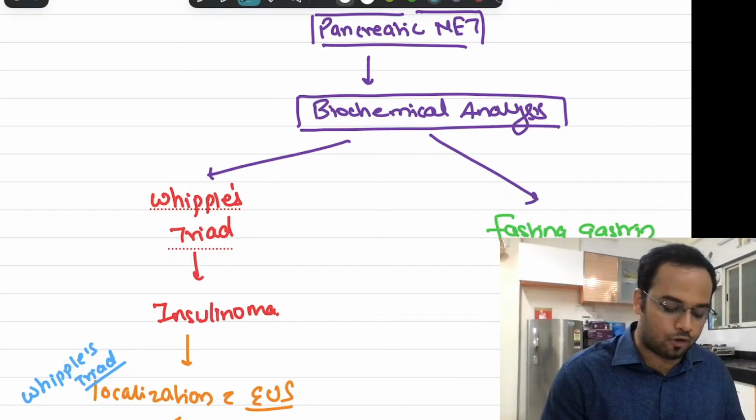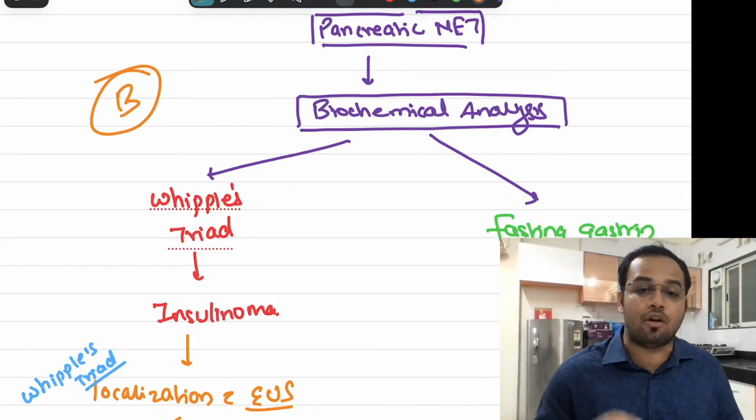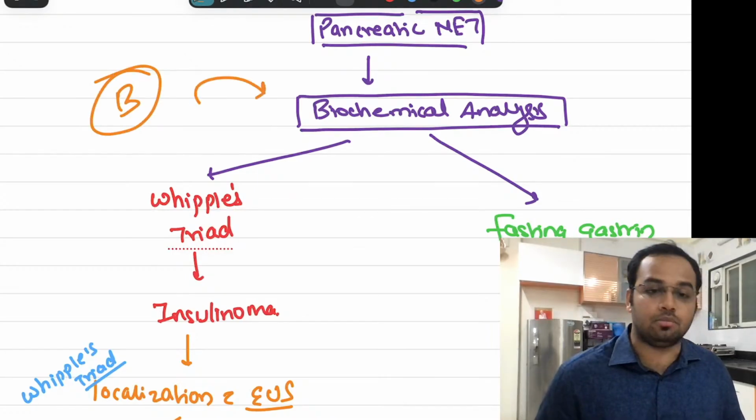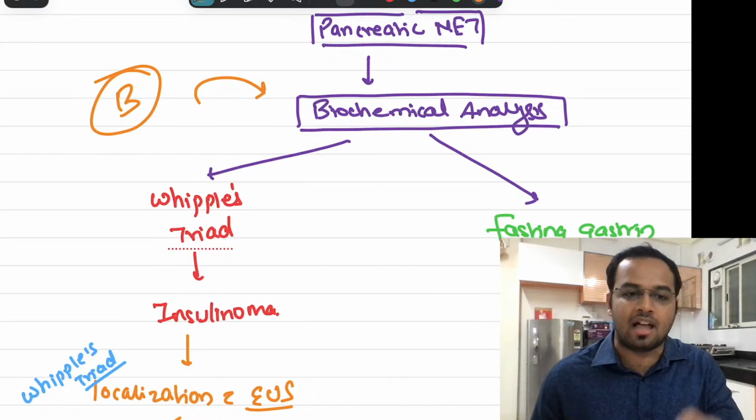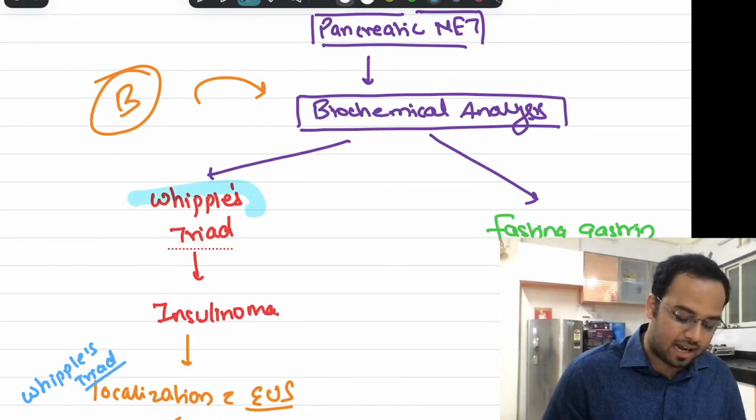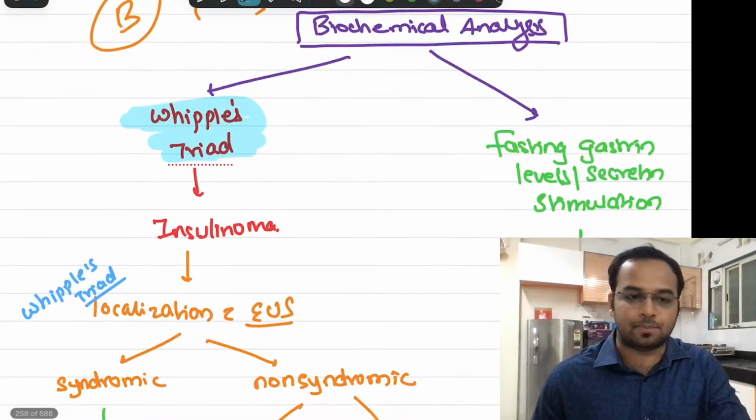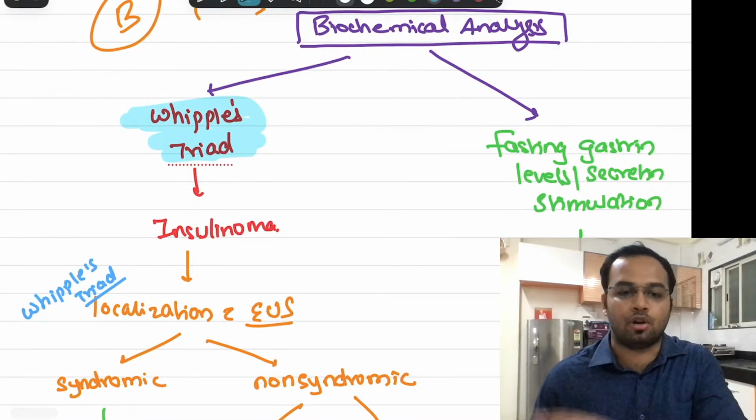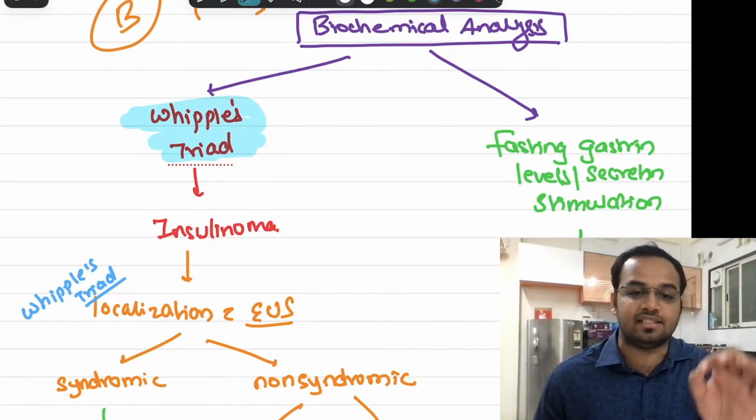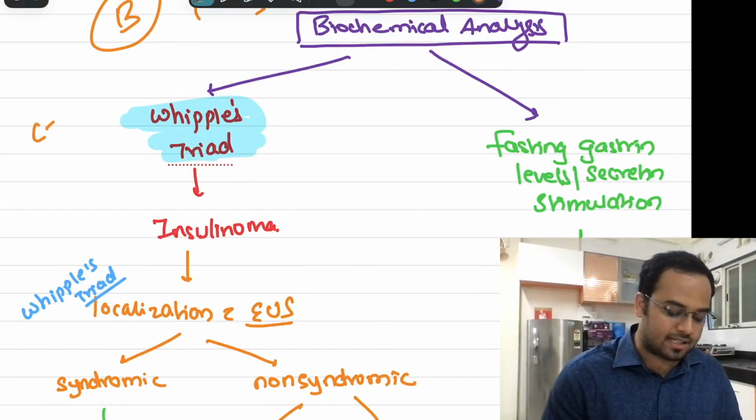So always the first thing is going to be your B, which is going to be a biochemical test. In the biochemical test, when you are suspecting an insulinoma, you are going to go for what is called a Whipple's triad. Whipple's triad means we have already seen these three things. So whenever a Whipple's triad is positive, you can do a hypoglycemic study by admitting the patient inside your ward, or you can also do what is called a C-peptide study.